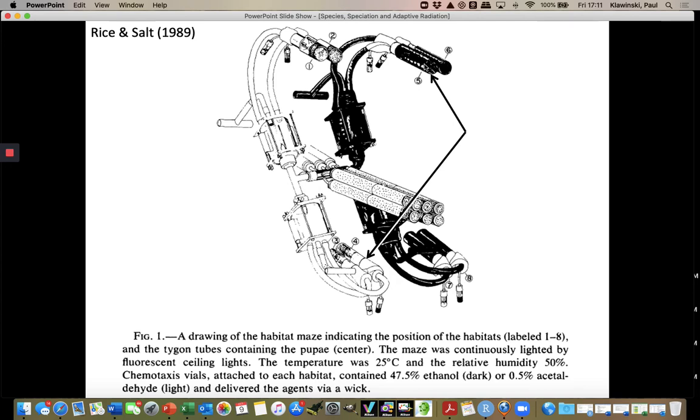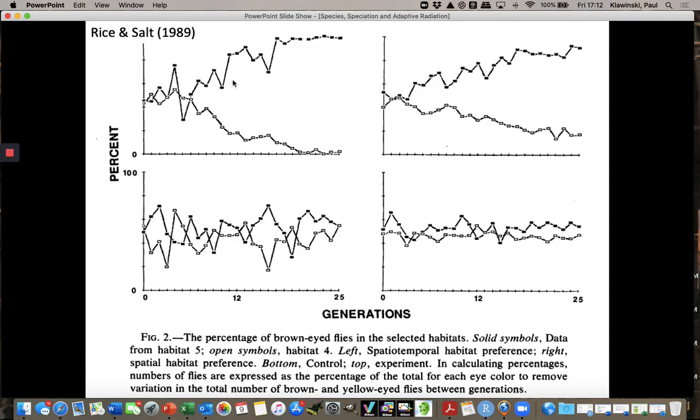And they basically looked to see what the proportion of brown-eyed flies was in this vial and this vial after so many generations of allowing flies to self-select. This is go to the dark, go up, go to acetaldehyde. This is go to the light, go down, and go to ethanol, essentially. And when they plotted these, the tops are the experimentals where there were actually differences in all of these things, and the bottom are controls where the same apparatus was there, but there was no difference between any of these things.